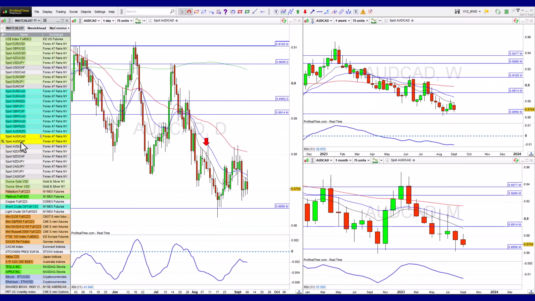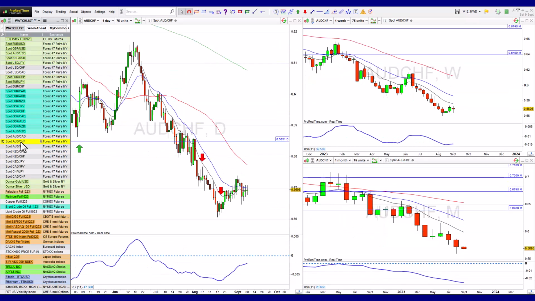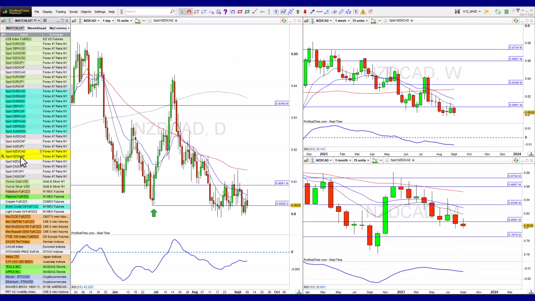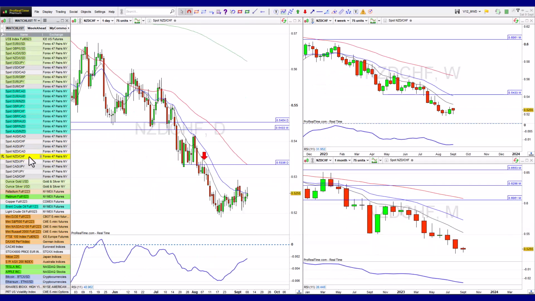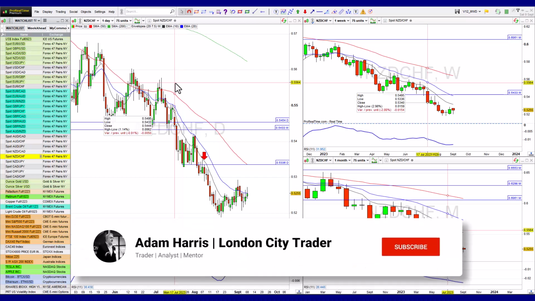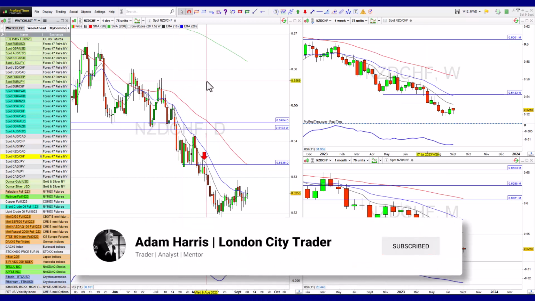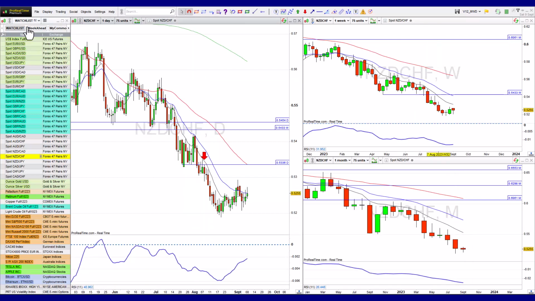Aussie CAD, still bearish, losing some of its trend. Aussie Swissy not doing anything here at all. Kiwi CAD, Kiwi Swissy, what are they doing? Kiwi CAD looks nice and bearish. Nice little continuation candle there at support. And Kiwi Swissy, yeah, a lot of these, nothing so far really jumping out in terms of opportunities there. So again, not seeing too much on the crosses.